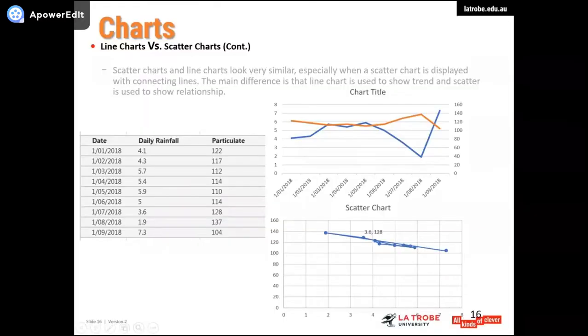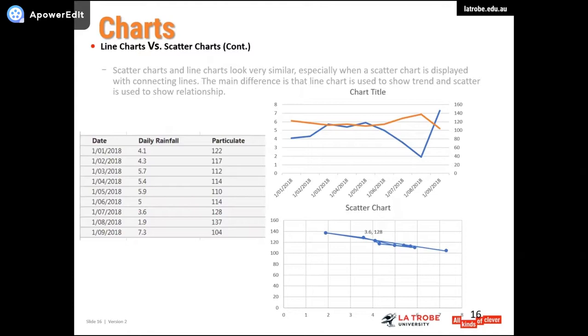So in this example, we have our daily rainfall number and the particulate number in the year 2018 from January to September. By using a line chart, we can directly see the trend of rainfall volume and the particulate value within these months. But can you see the relationship between these two variables in this line chart?